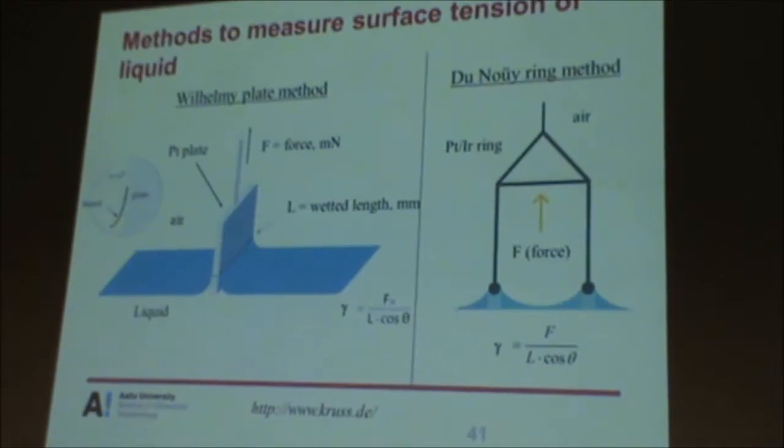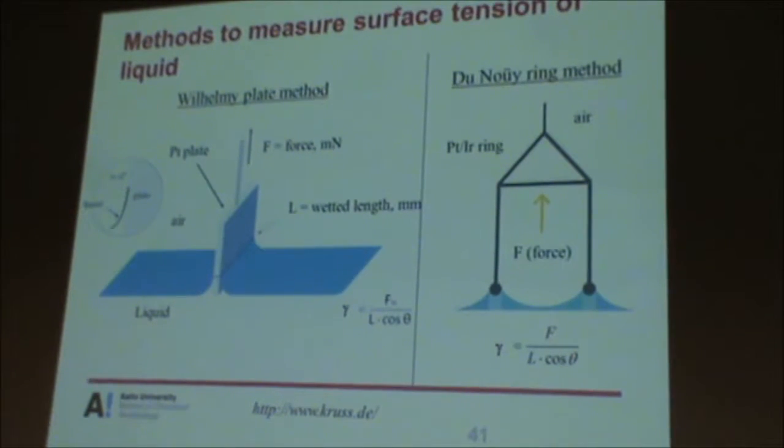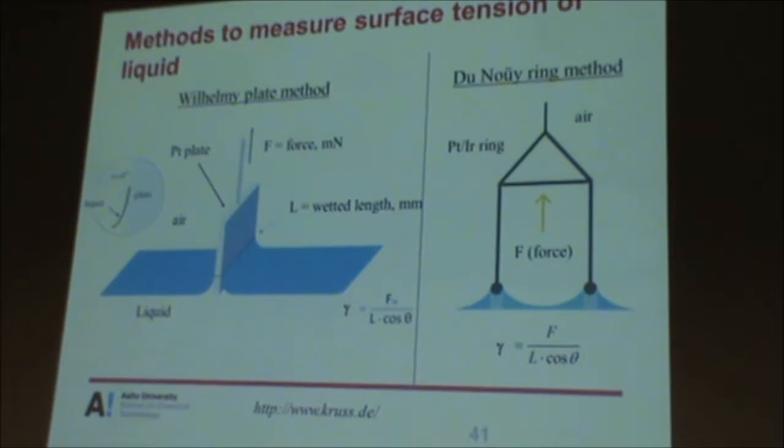Okay, measuring surface energy. First, let's deal with liquids. The way we measure surface energy is we create new surface, and depending on how much energy we spend creating new surface, that is actually surface energy. Does that make sense? Does that definition make sense?